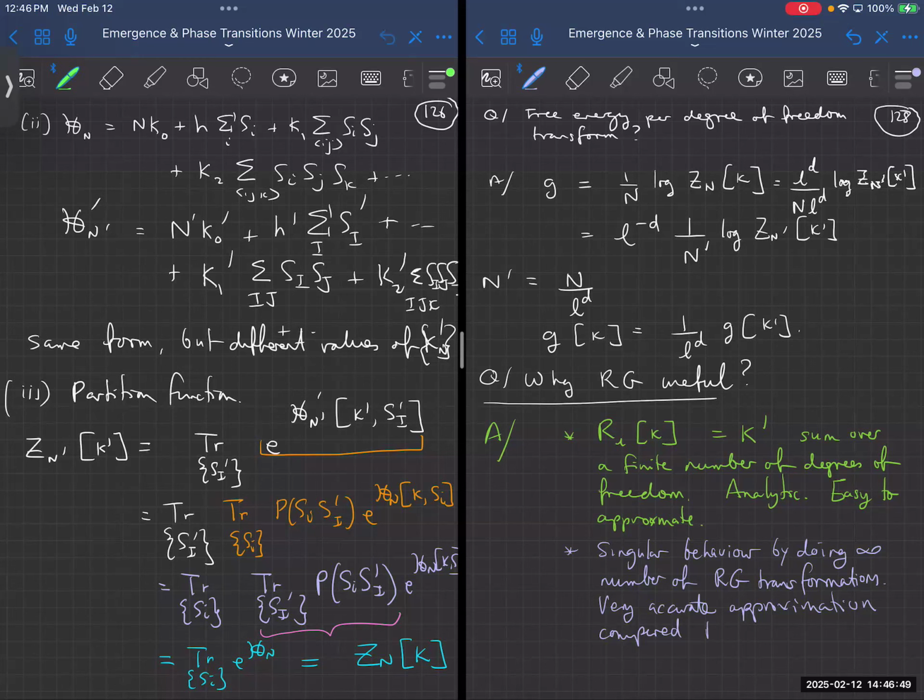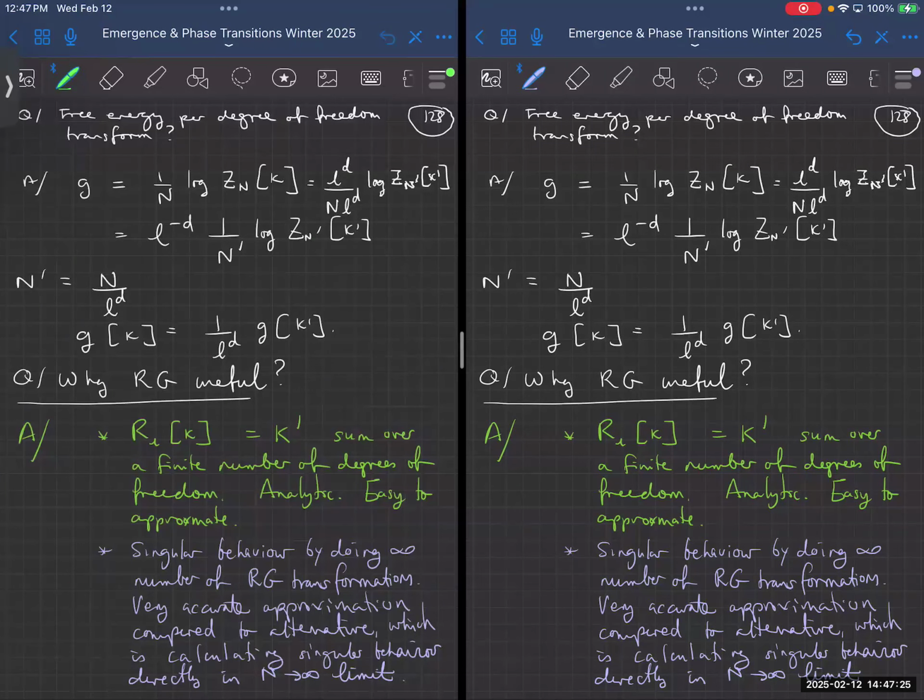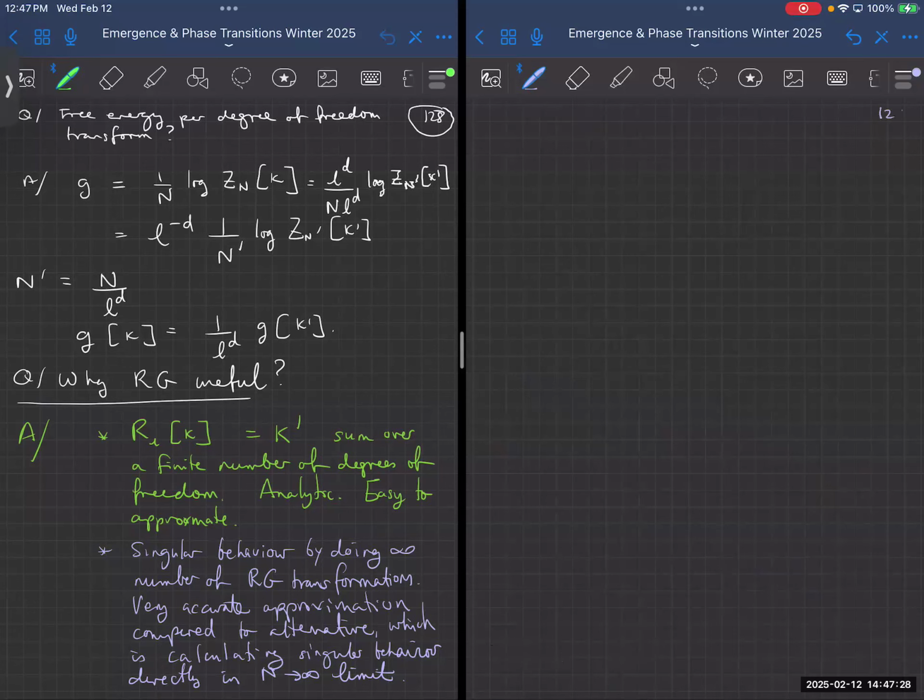It's a very accurate approximation compared to the alternative, which is calculating singular behavior directly in the thermodynamic limit. But there's no small parameter as well. So that is the fundamental reason why this idea turns out to be useful.